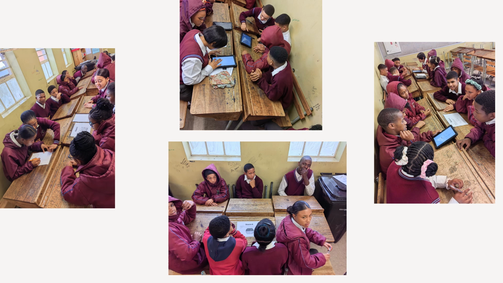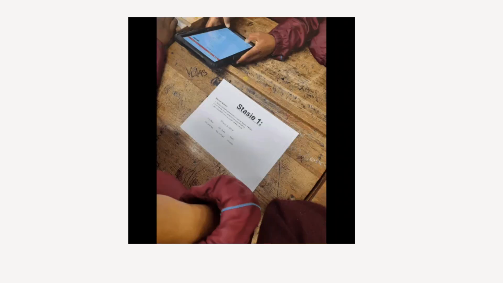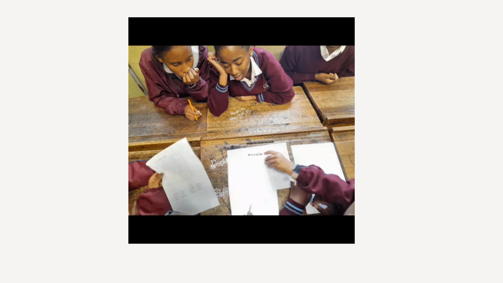Here we will see the different groups busy with their stations and a little video of how the lesson went and what we did.